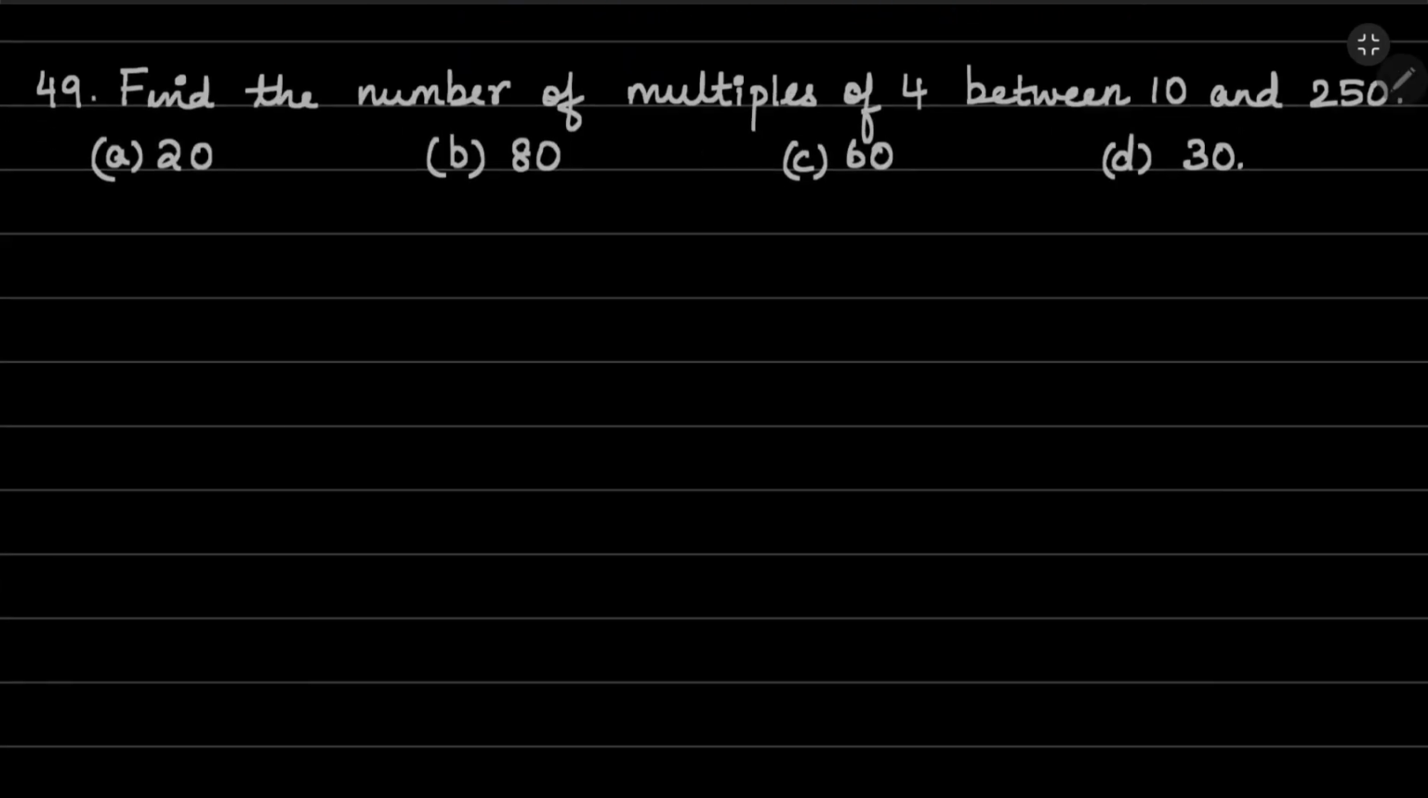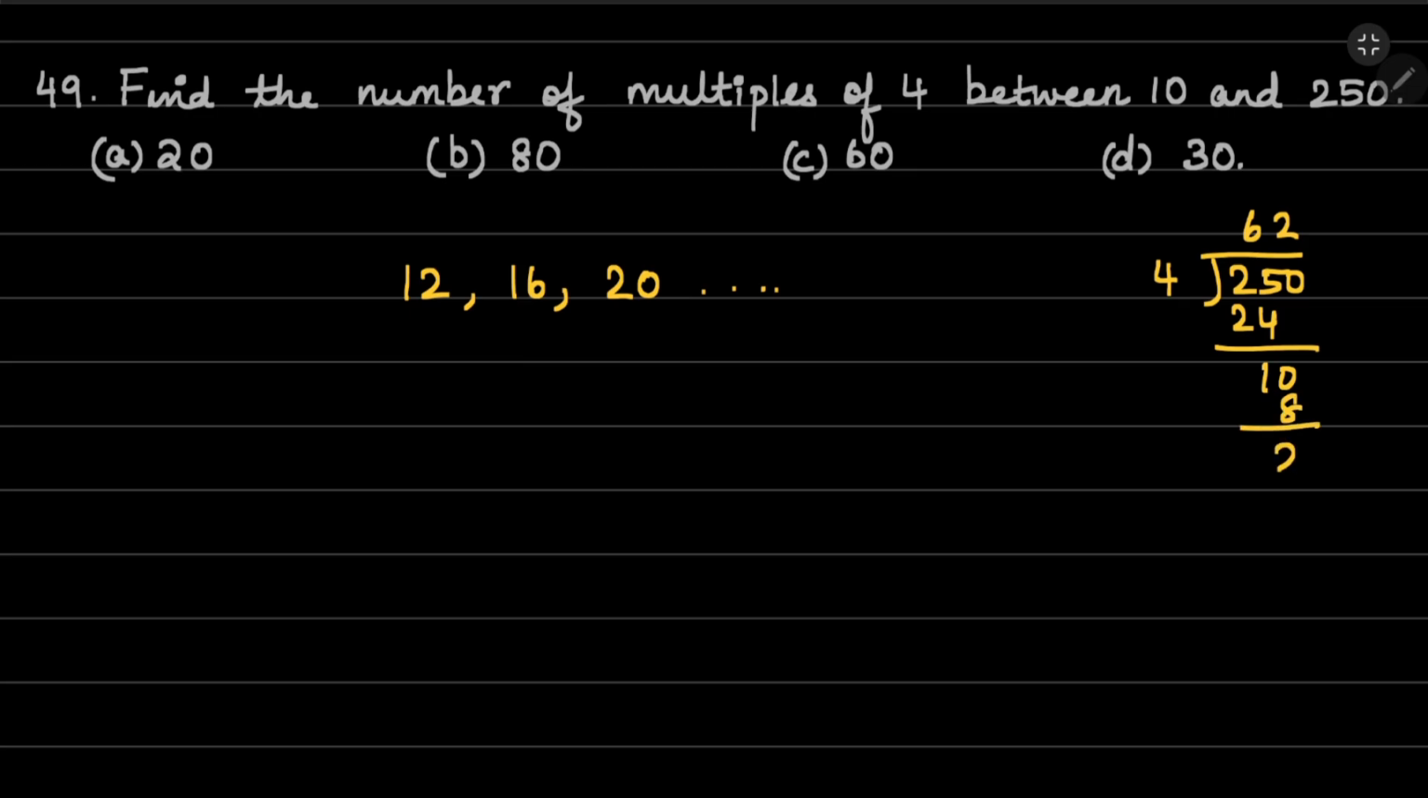Moving on to the next question. Find the number of multiples of 4 between 10 and 250. So the very first multiple after 10 is 12, and then 12 plus 4, 16, 20, and so on. To find the last multiple of 4 just before 250, you can divide 250 by 4. So 4 6s are 24, 4 2s are 8. You will get the remainder as 2. So you can subtract 250 minus 2, which will be 248. So 248 is the last multiple of 4 in this range.